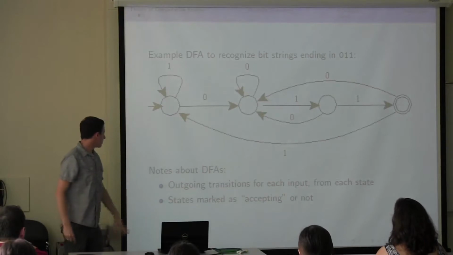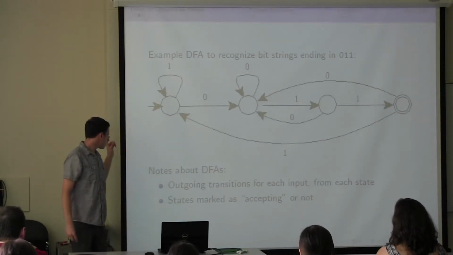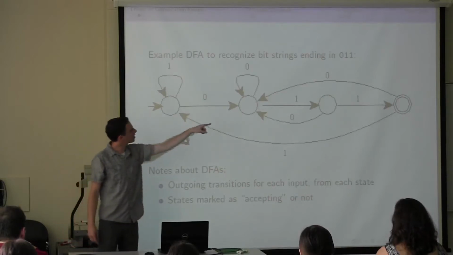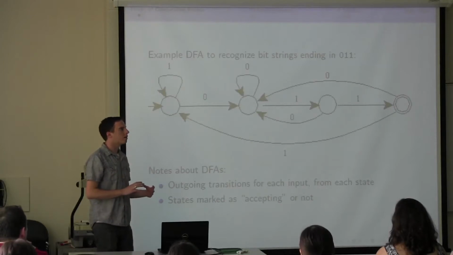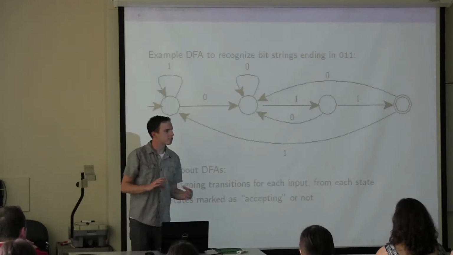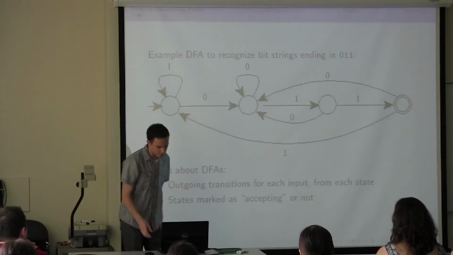Cool. So I already mentioned that outgoing transitions have to be defined for each state. And we talked about accepting, right? So the set of all strings accepted by a DFA is the set of strings that's recognized. It represents the language that's recognized by the DFA. That's kind of the terminology here.